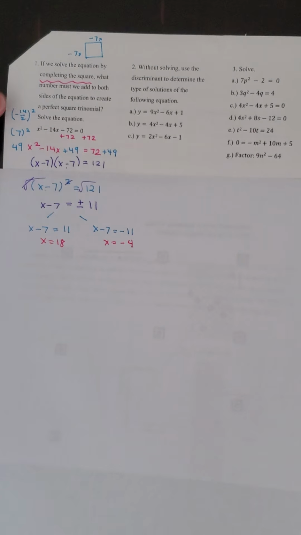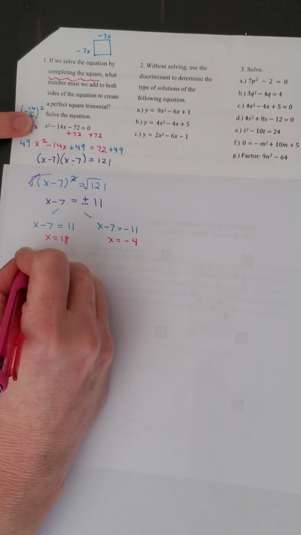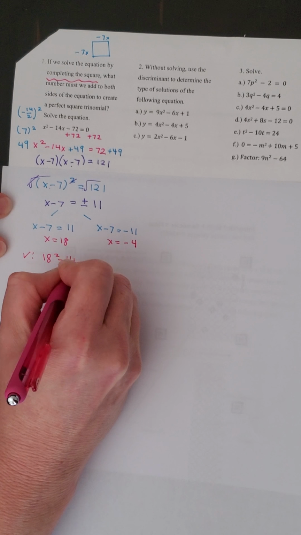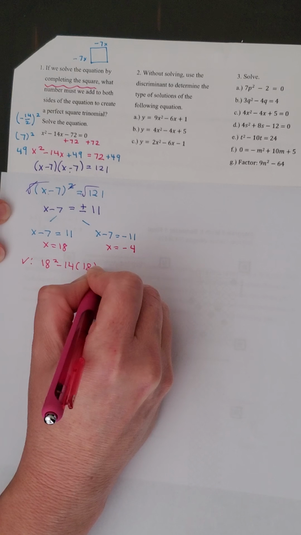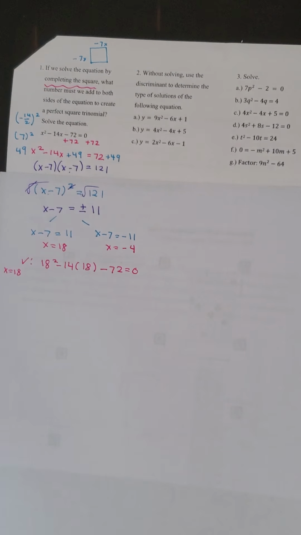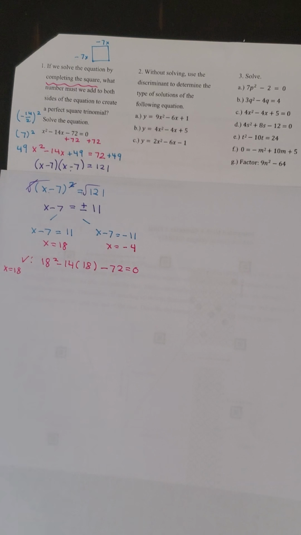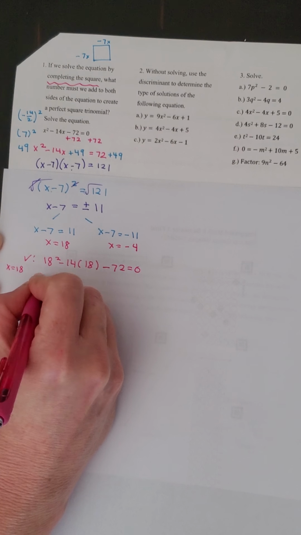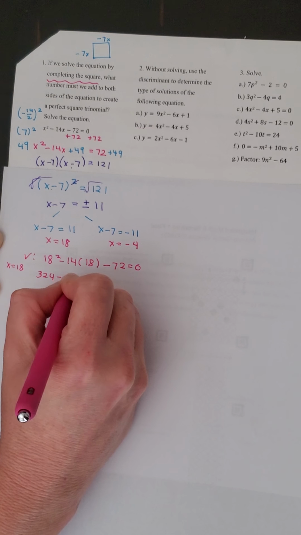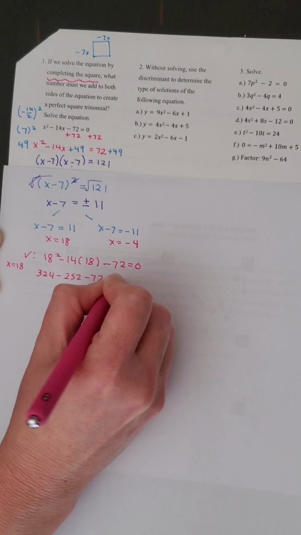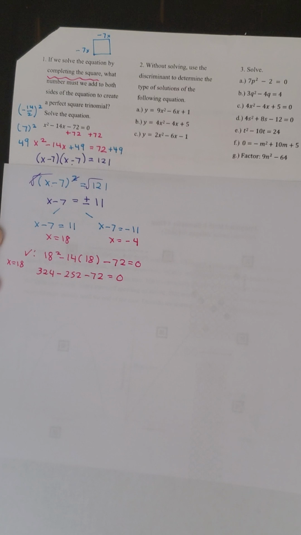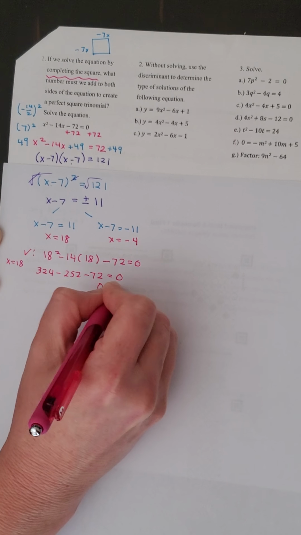Now, if I substitute these values into the original equation, I get x squared, so 18 squared, minus 14x, minus 72 equals 0. So first I'm checking x equals 18. 18 squared is 324. Minus 14 times 18 is 252. Minus 72, and we're checking, does that equal 0? 324 minus 252 minus 72 equals 0.